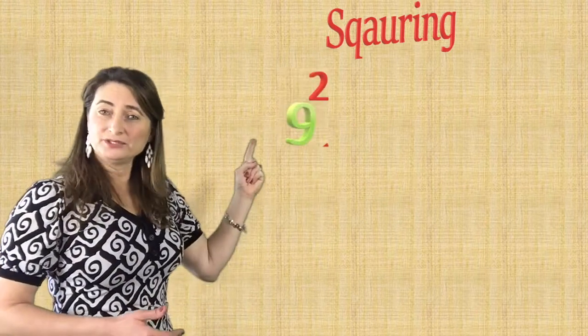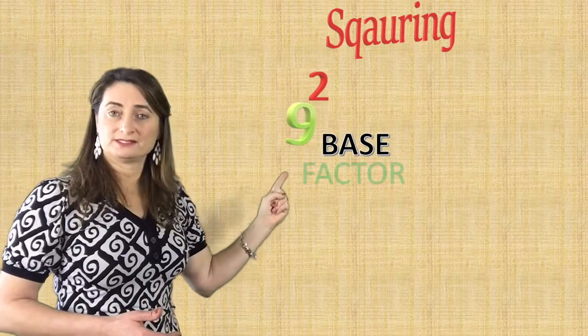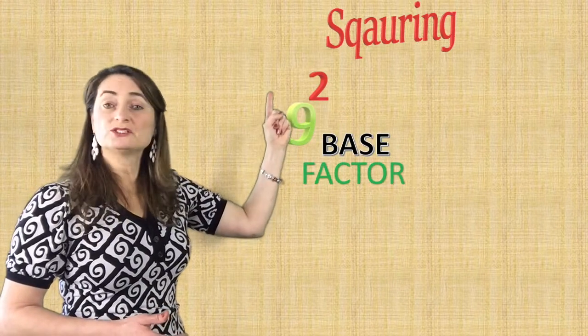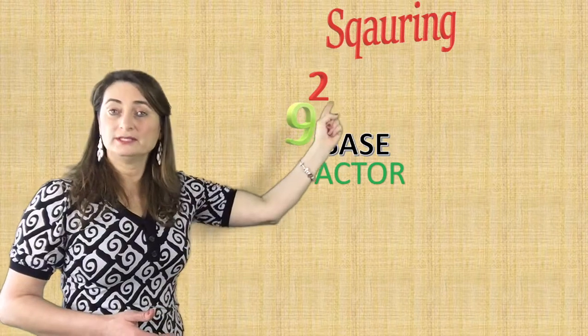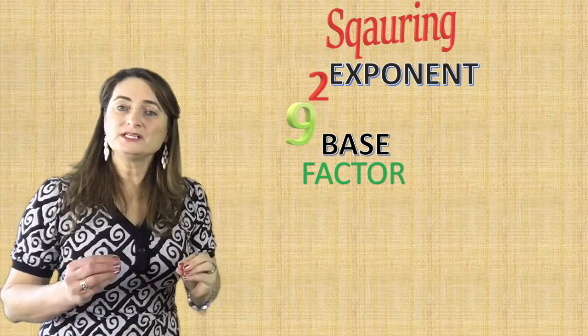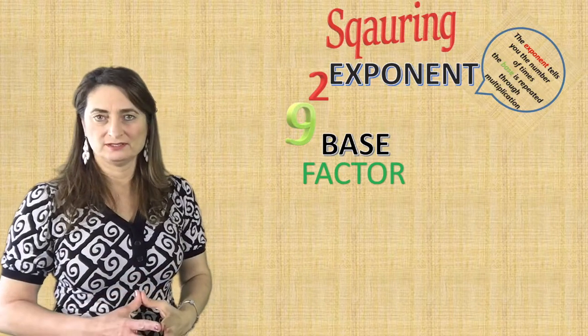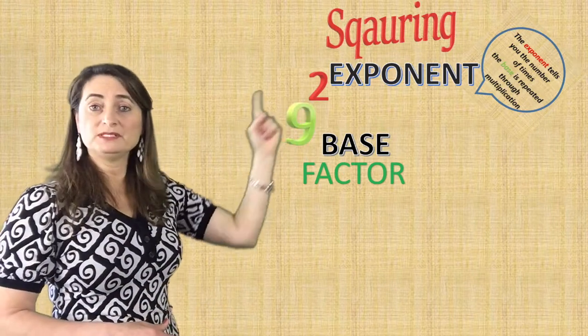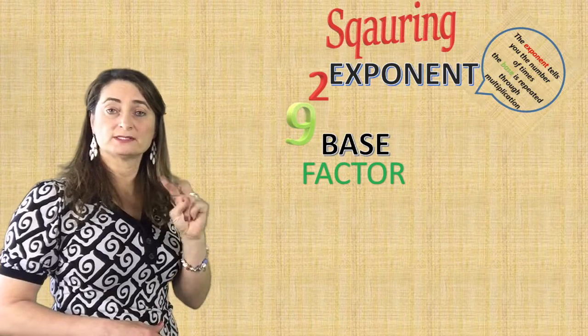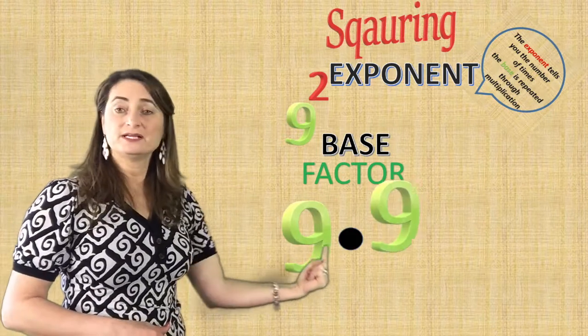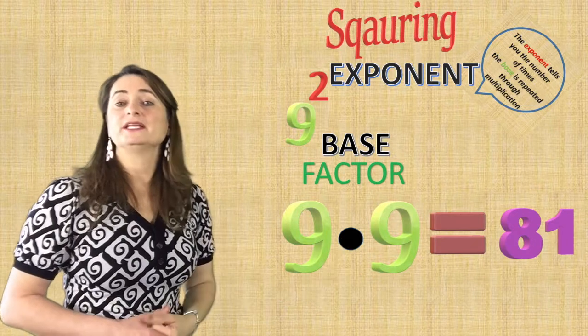Here's another concept you're already familiar with, but let's discuss it again. It's called squaring. Here's an example, 9 squared. That number 9 here is called the base. And the 2, which means to the power of 2, is called the exponent. The exponent tells you how many times the base is repeated through multiplication. Because I'm squaring, that means I'm repeating the base twice, which means 9 times 9, and that equals 81.